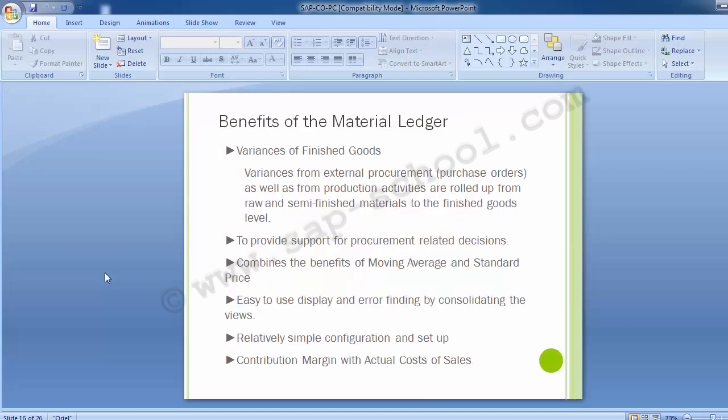The different benefits of the material ledger: variances of finished goods, support for procurement-related decisions, combines the benefits of moving average and the standard price, easy-to-use display and error finding by consolidating the views, relatively simple configuration and setup, and contribution margin with actual cost of sales can be easily calculated.